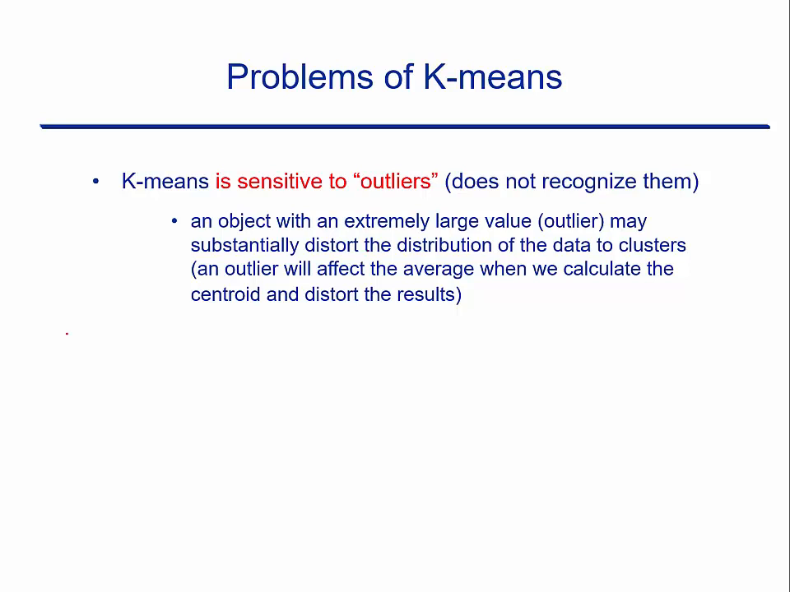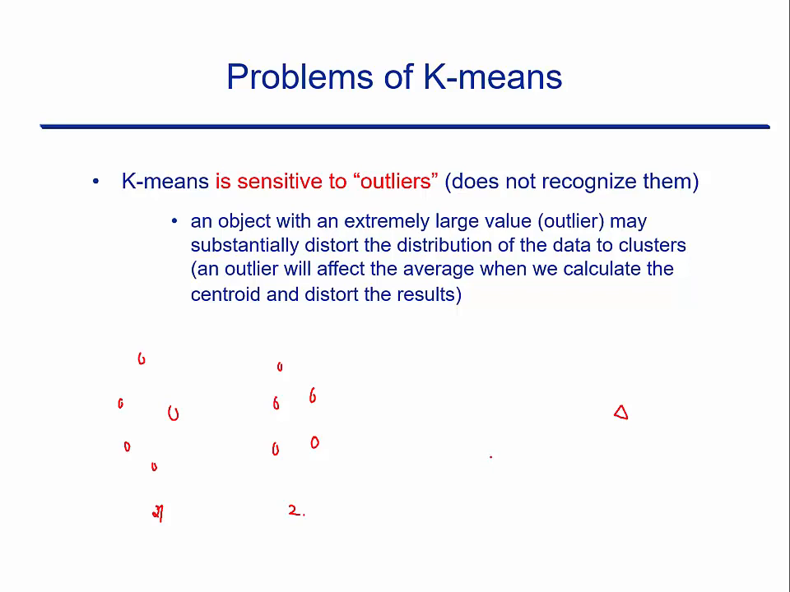Now let's have a look at an example. So suppose we have a number of points scattered in the two-dimensional space in this way. Now, if we have these 10 data points scattered in the two-dimensional space, it's easy to see that we have two clusters. This is the first cluster, this is the second cluster. But suppose now we have an outlier which is very far from all the other data points. Now what will happen to the k-means algorithm?